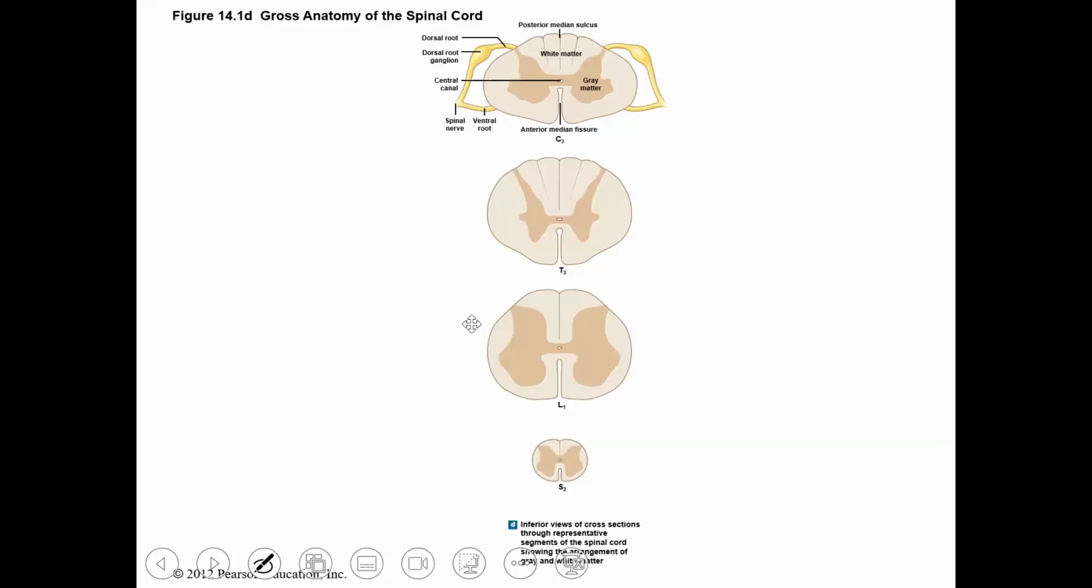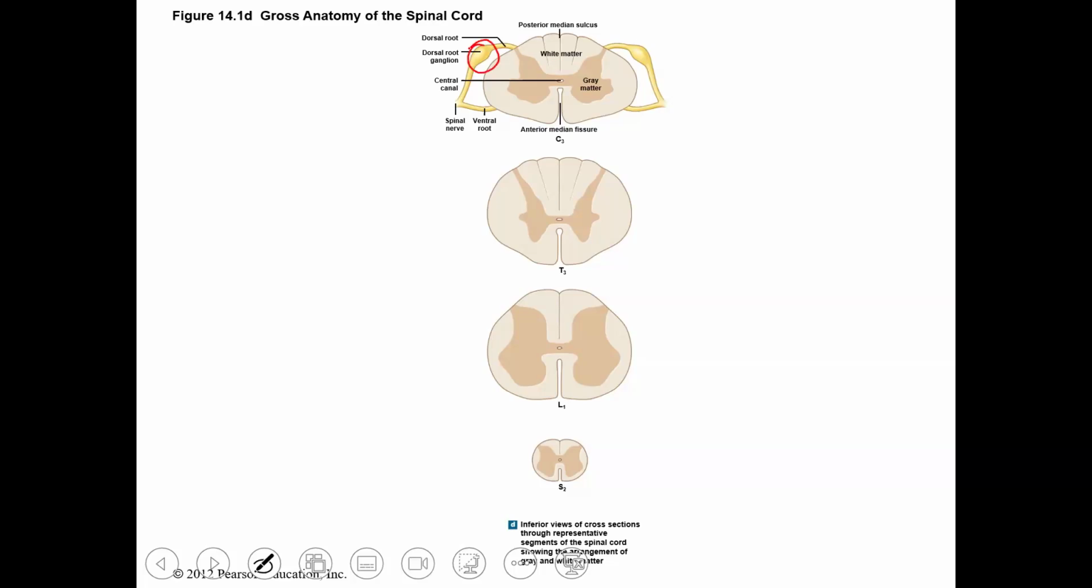And here is a picture for you. So right here is the posterior area or dorsal area. So this is sensory afferent dorsal territory right here. This is the central canal. We saw that last chapter. It's filled with cerebral spinal fluid. And then surrounding the cord is cerebral spinal fluid as well.